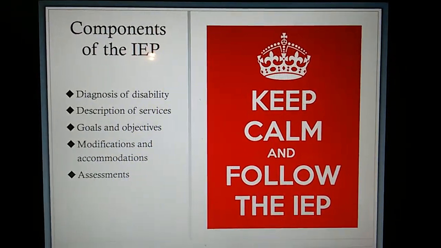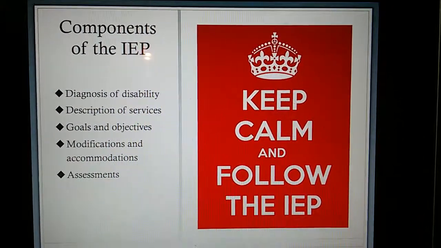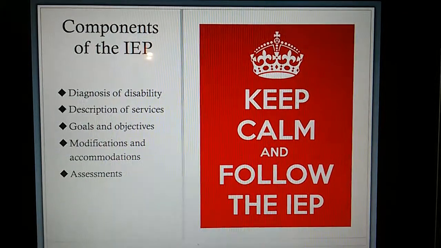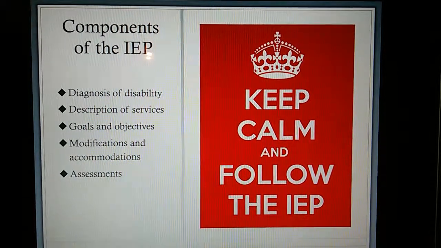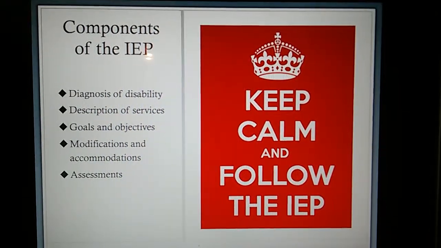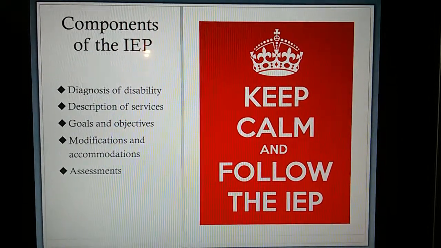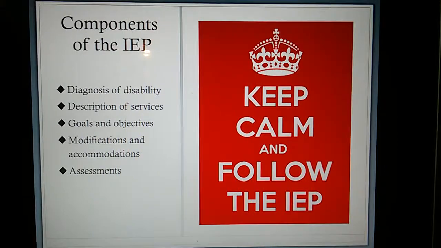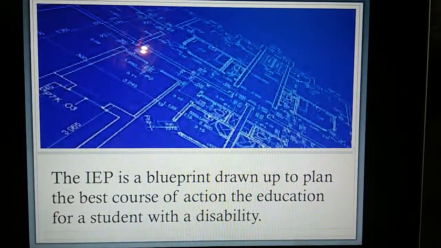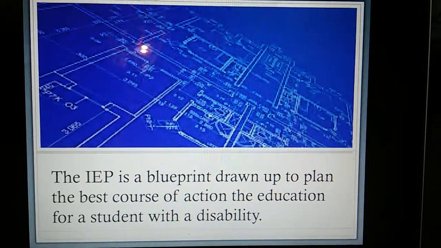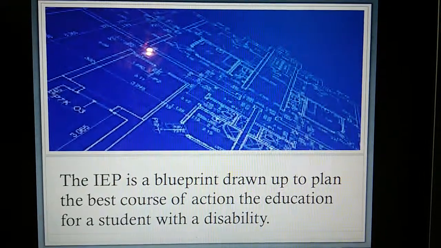The IEP is a legal document that establishes the educational plan for a child with disabilities. The IEP consists of the diagnosis of the disability, a description of services the district will provide, the student's goals and objectives for the year, and modifications or accommodations to the standards or to assessments. The IEP can be considered a blueprint for school districts and teachers to follow to provide a student with the best education that fits his individual learning needs.